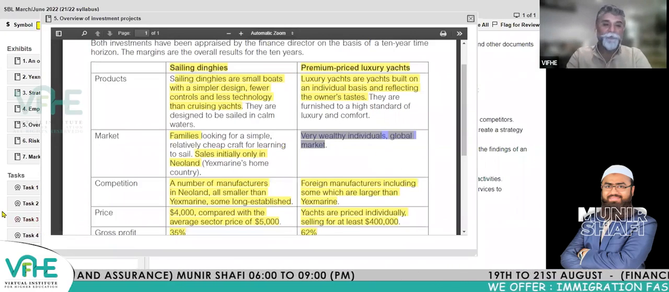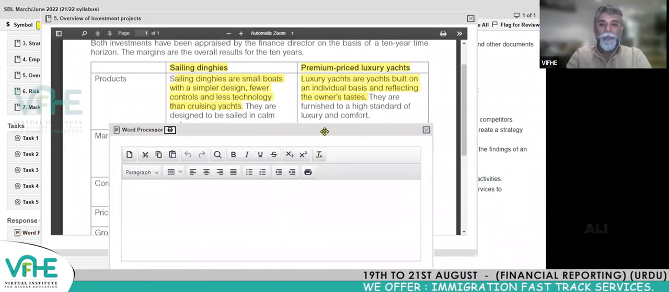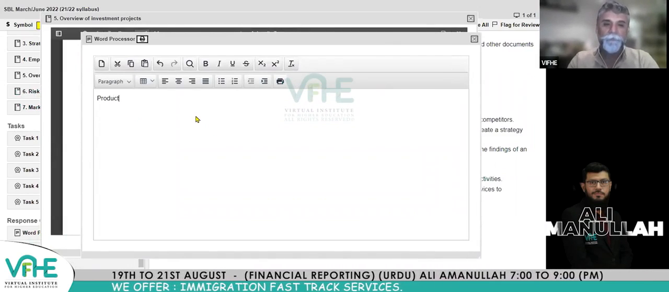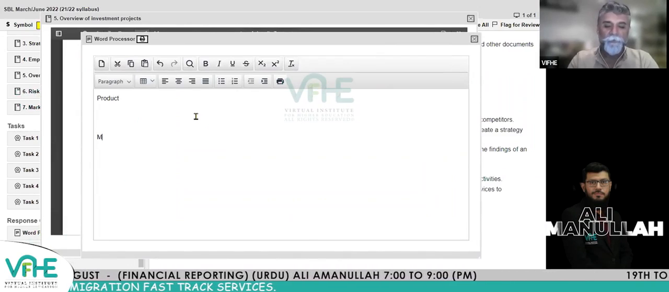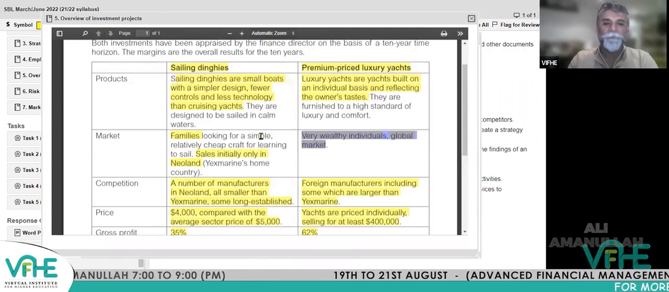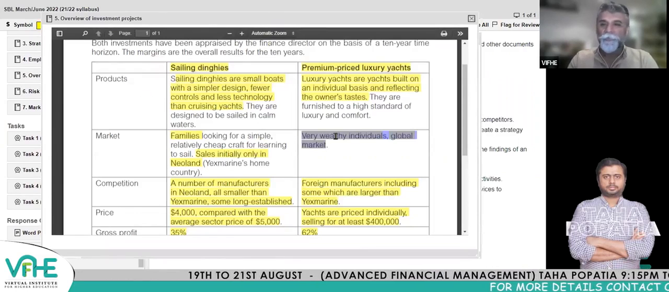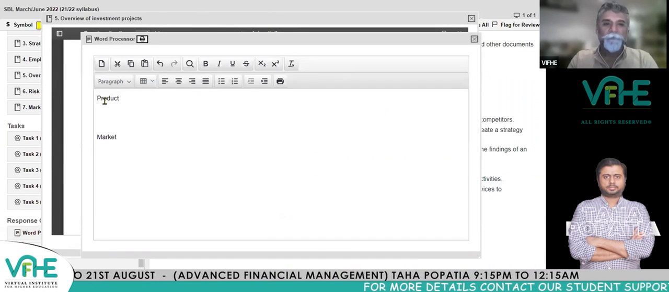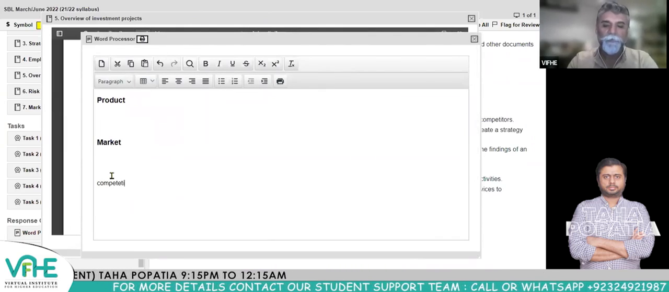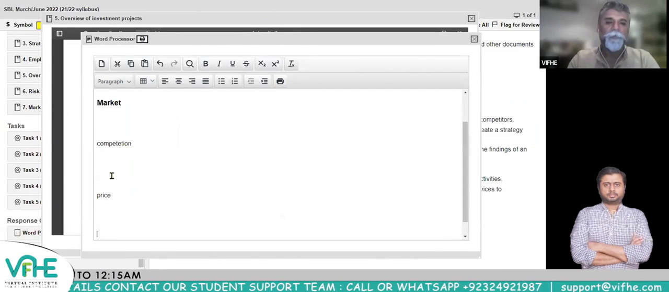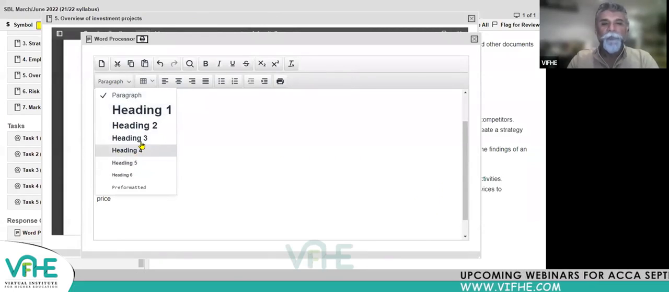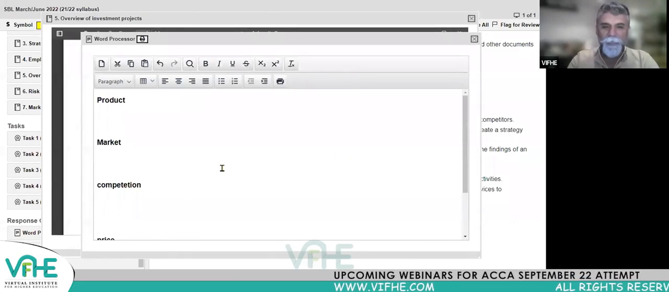So how do we draft it? Let me show you. But I think there could be many ways to draft it, but I can say product, then market. What else is there? Competition, price. So where is it? So product, market. So we will just have two paragraphs in product.